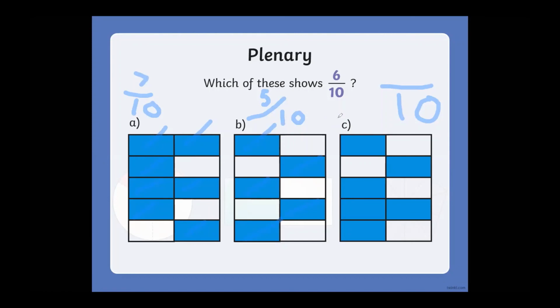Okay. By process of elimination, we should be able to know now that this C has 6 tenths. Let's count them anyway. 1, 2, 3, 4, 5, 6. Fantastic. So C has 6 tenths.